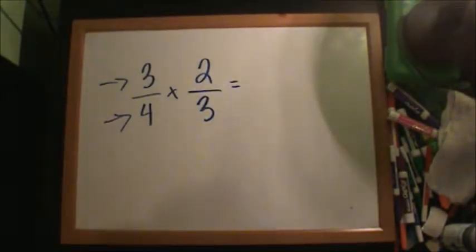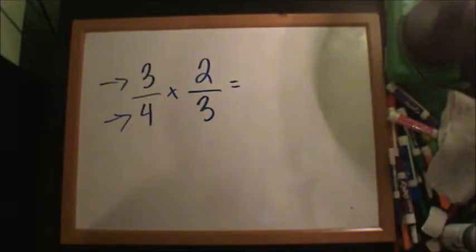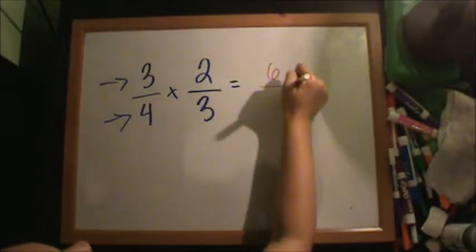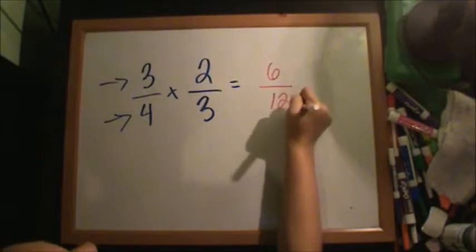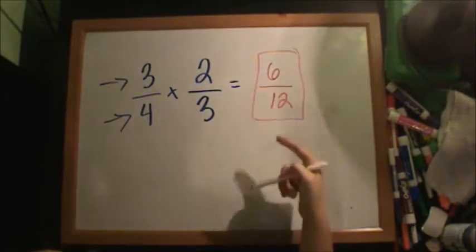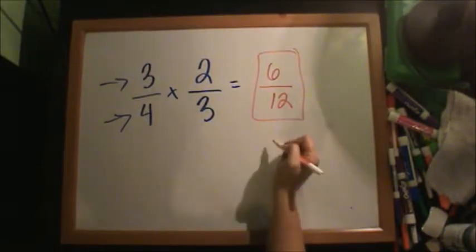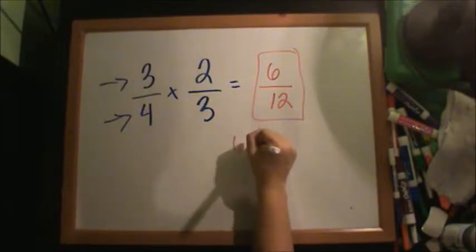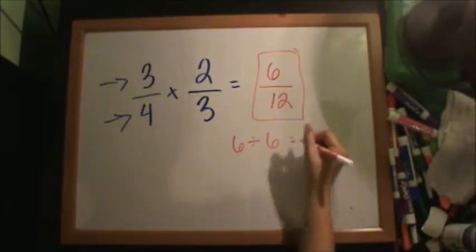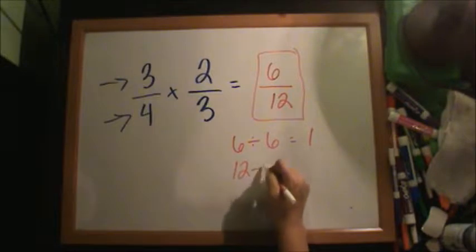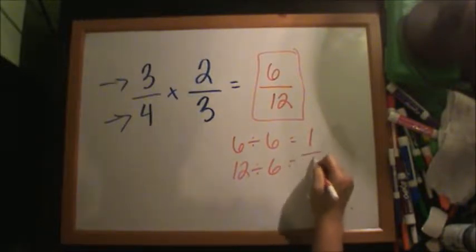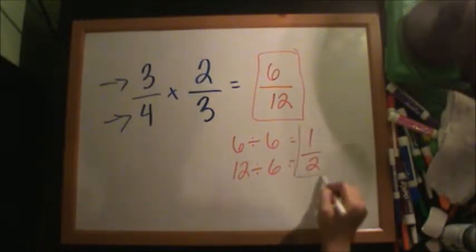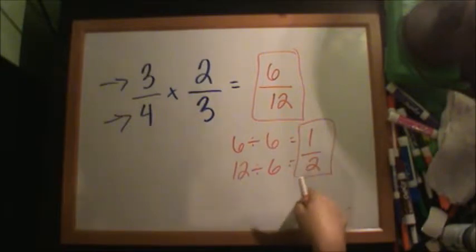Let me switch colors, because that's just who I am as a person. 6. 4 times 3 is 12. Can this be simplified? Yes, it can. 6 divided by 6 gives us 1. 12 divided by 6 is 2. So this can be simplified to 1/2.